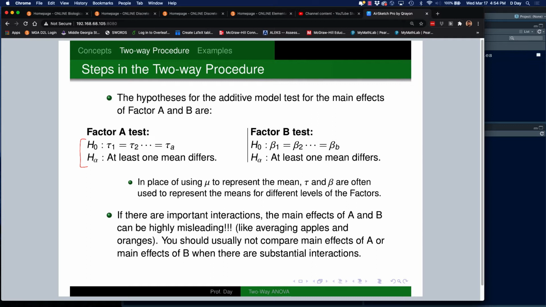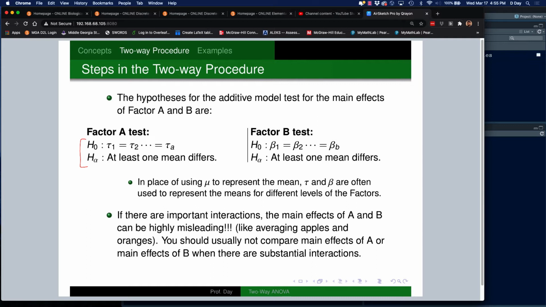So if there are important interactions in our full model, these two main effects tests that I'm doing above can be highly misleading. It's kind of like averaging apples and oranges. You don't want to do it because it makes no sense. If you do have important or substantial interactions, you don't want to do what I'm doing on this page. You don't want to do these two-factor tests and then look at the p-values to see if there are significant results.